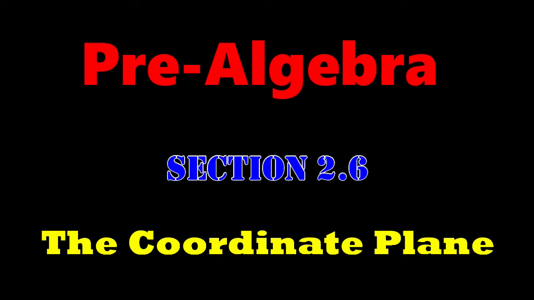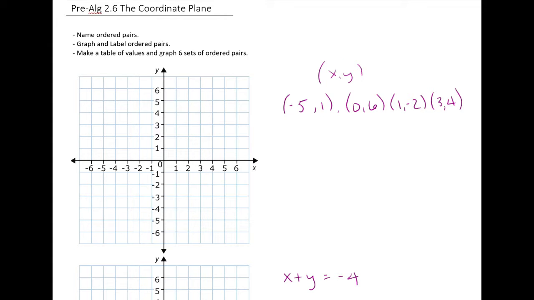And in this final section of the chapter, we are going to revisit the coordinate plane, which we talked a little bit about in chapter 1. So the beginning part of this section should be pretty easy review for you. And then we're going to do something new at the end. So in this section, we're going to name ordered pairs. We're going to graph and label ordered pairs. And then we're going to make a table of values and graph sets of ordered pairs.